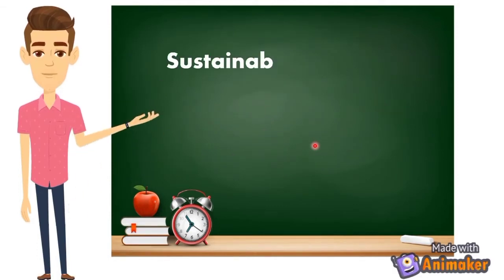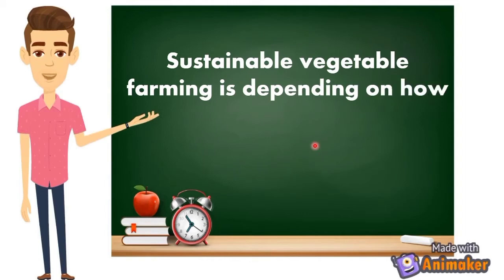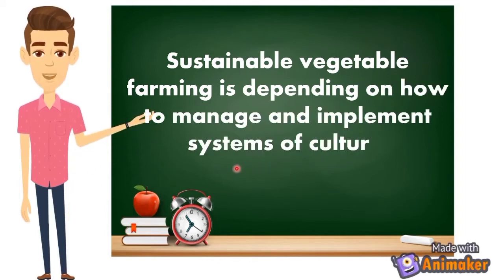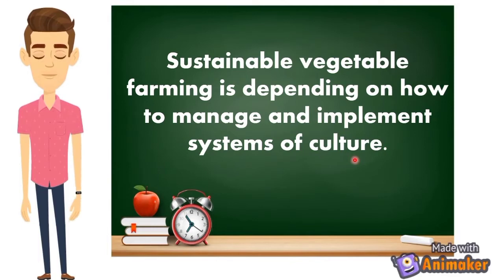Next, sustainable vegetable farming is depending on how to manage and implement systems of culture. Nabanggit sa previous discussion ko na merong iba't ibang cultural practices sa mga farmers. Depende na lang kung paano i-apply yon or ano yung gagawin nila. So, take note, it's up to you para ma-sustain mo yung farm mo. It's up to you on how you're going to manage and implement those cultural practices. Much better na apply those different cultural practices as much as you can para at least ma-sustain mo yung vegetable farming or vegetable gardening or home gardening na tinatawag.